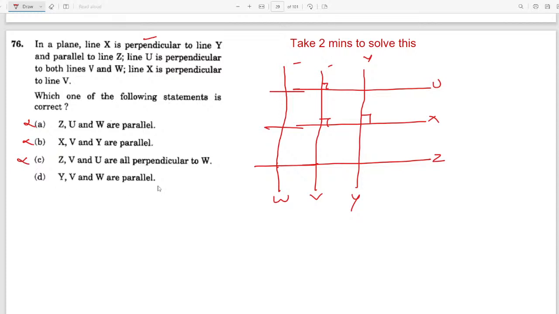Y, V, W are all parallel. Yes, they are all parallel. So the correct answer is option D.